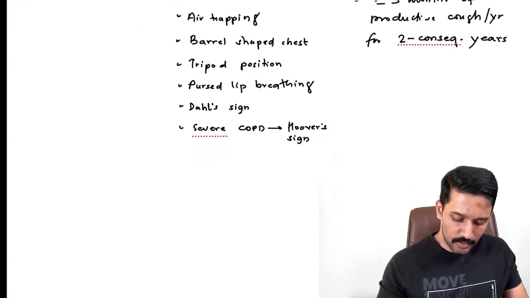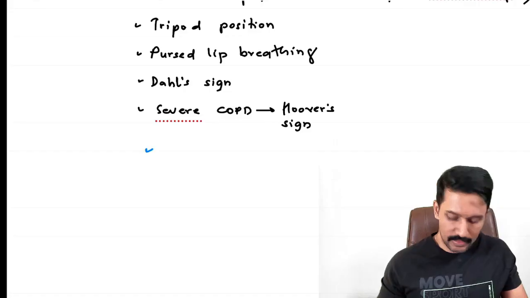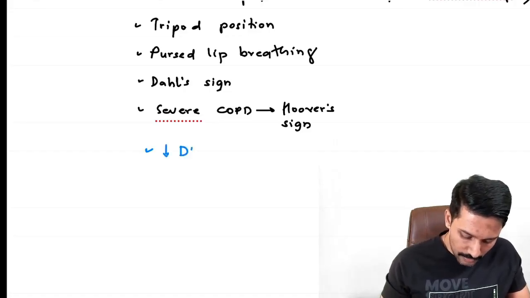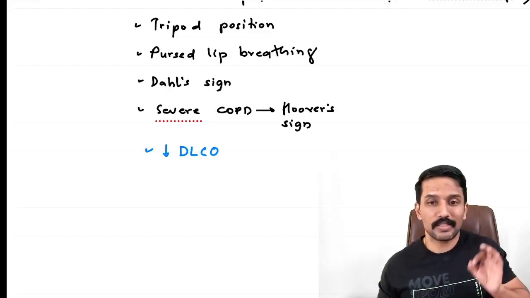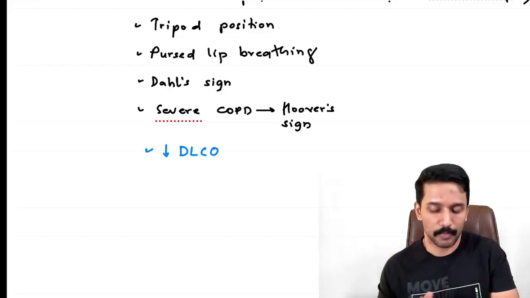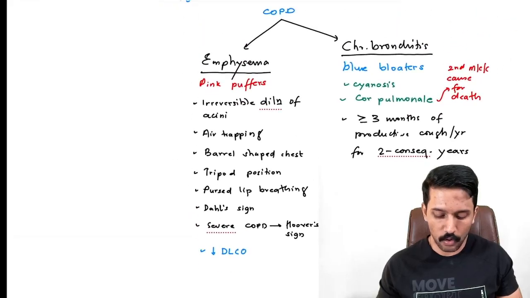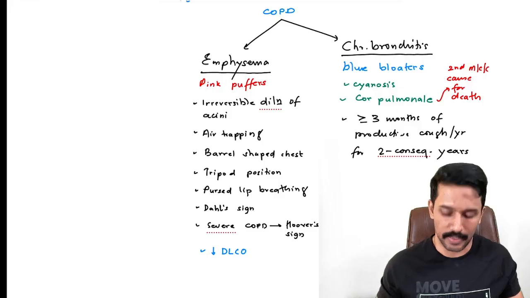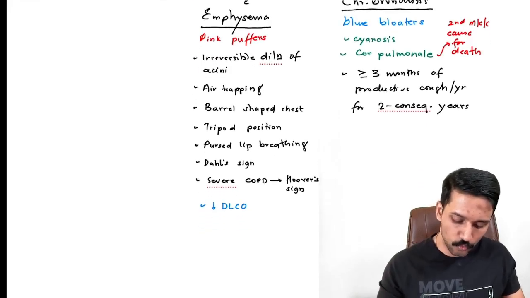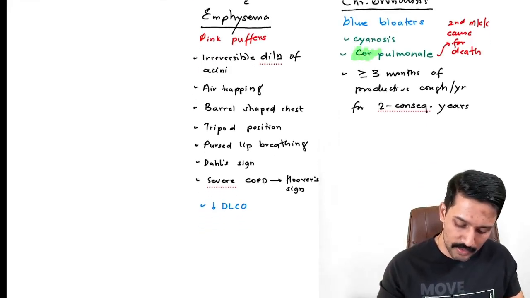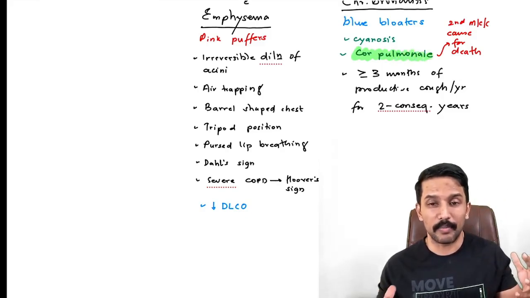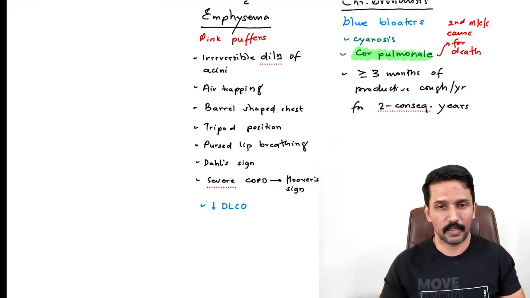Another extra point that was asked in the last INI-CET that I want you to remember is that in the emphysema variant, DLCO is decreased. The DLCO is not decreased in patients with chronic bronchitis. It is the emphysema patients where you see the decrease in DLCO. So they can ask you who is prone to cor pulmonale. It is the chronic bronchitis, and because of the cor pulmonale they have edema. That's why they're called bloaters, right?